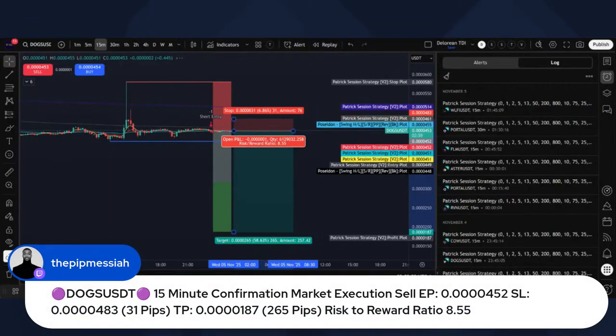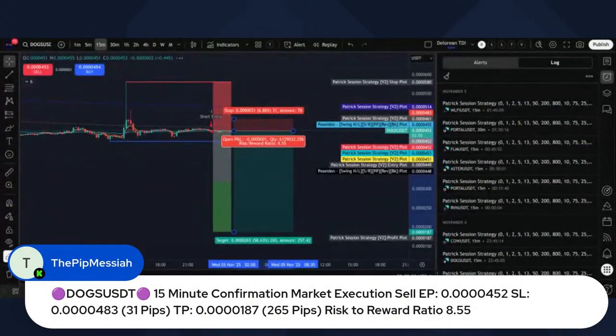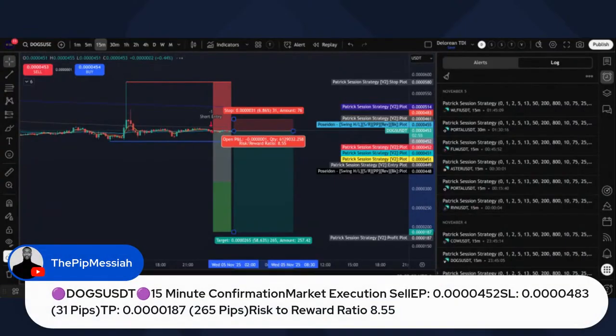Now we have Dogs versus Tether, 15-minute sell. Entry price is 0.0452. Stop loss is 0.0483 for 31 pips. Take profit is 0.040187 for 265 pips. Risk to reward ratio of 8.55.